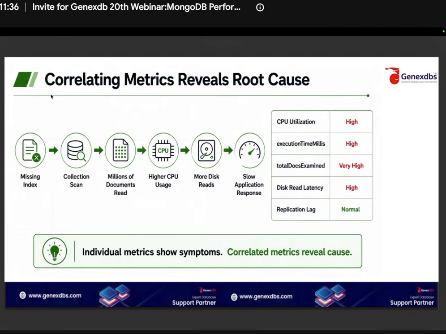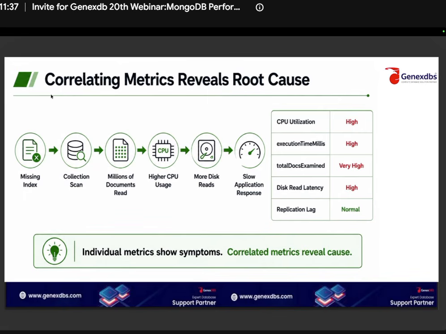Then one important skill we DBAs should have is that we have to correlate the metrics rather than relying on a single metric to find the real root cause. Here we can see one production scenario example. Whenever we observe CPU utilization high, execution time high, total docs examined very high, disk read latency high, and replication lag normal, at first we think that there is high CPU utilization, so we need more CPU resources.